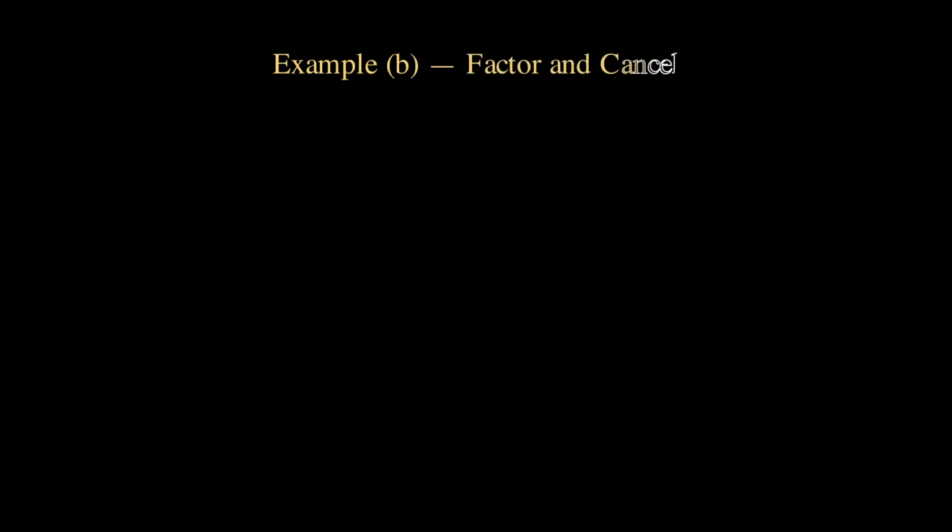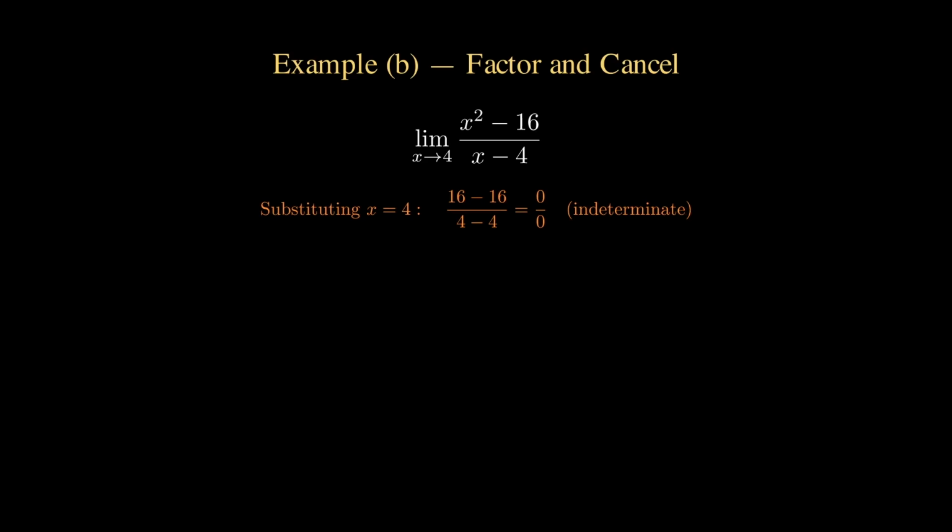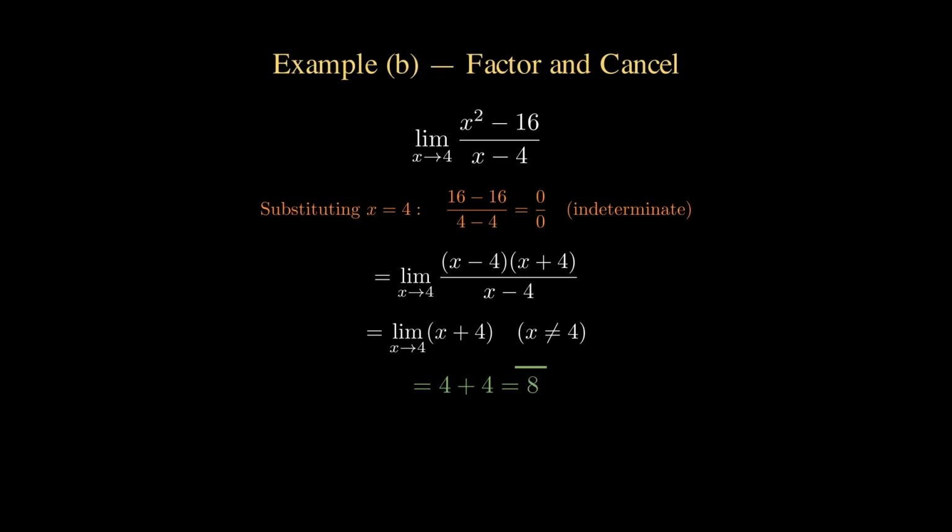Example B. The limit as x approaches 4 of x squared minus 16 over x minus 4. Try substituting x equals 4, 16 minus 16 over 4 minus 4, 0 over 0. Indeterminate. We must factor. The numerator x squared minus 16 is a difference of squares. It factors as x minus 4 times x plus 4. Cancel the common factor x minus 4, leaving simply x plus 4. Now substitute 4 plus 4 equals 8.